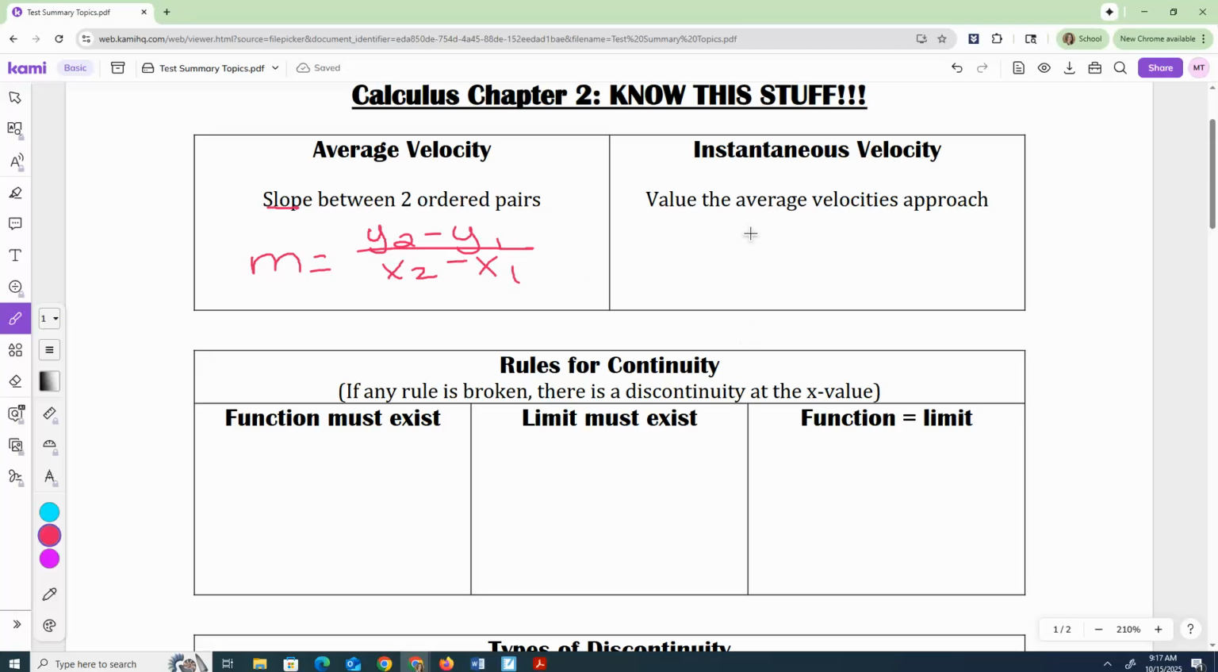Or instantaneous velocity is the value the average velocities approach. That's when we had those tables, like your x, y, and slope. And whatever your slope approaches, that's your instantaneous velocity. So average velocity, you need two full ordered pairs, find the slope between them. If you have a bunch of average velocities, you can look at what they're approaching to get your instantaneous, the velocity at a particular point in time.